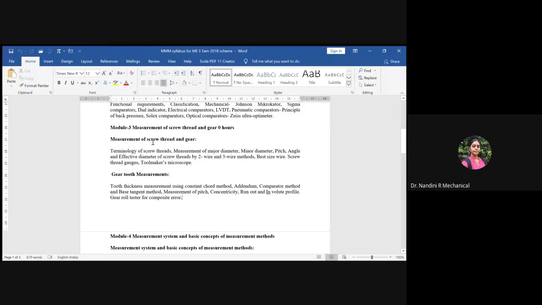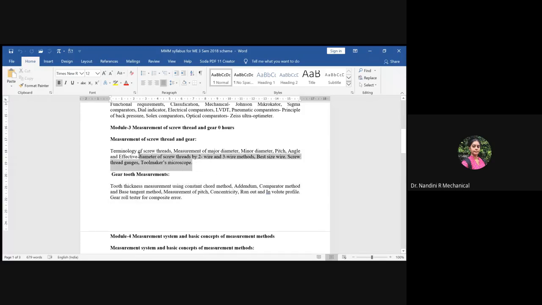Right, so this is the syllabus, where we have two sections. One is the measurement of the screw thread and gear. Another one is the gear tooth measurements. So anything related to this could be asked. We have dealt with the entire set of measurement devices which are used to measure the key elements of the gear. So it could be the base tangent measure method, or measurement of pitch, your concentricity, your run out, and even the involute profile. And lastly, the gear roller tester for composite error. So these are part of gear tooth measurements.